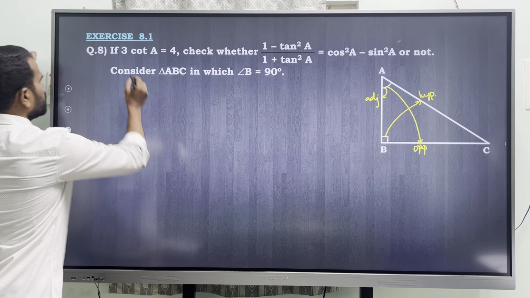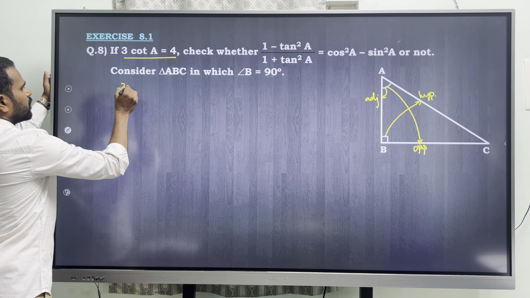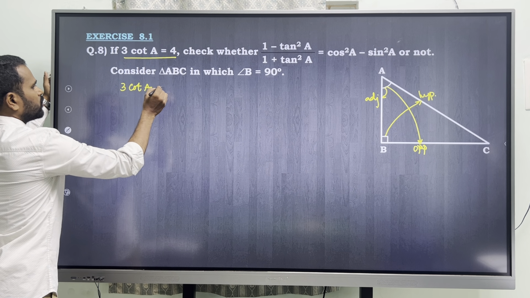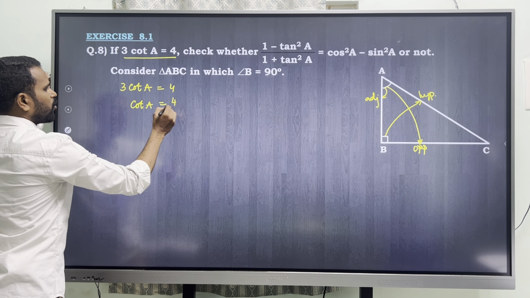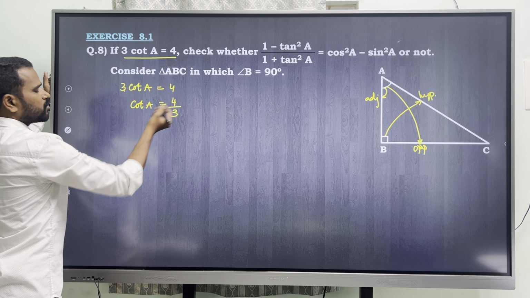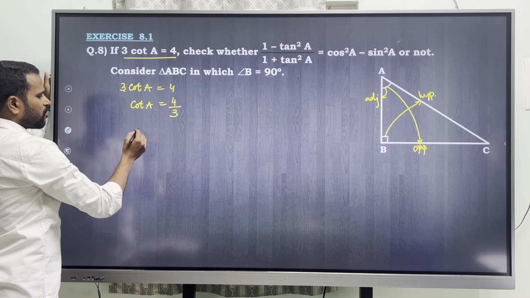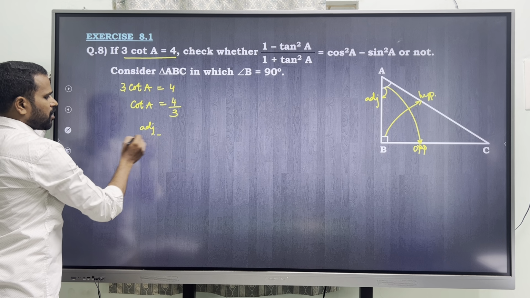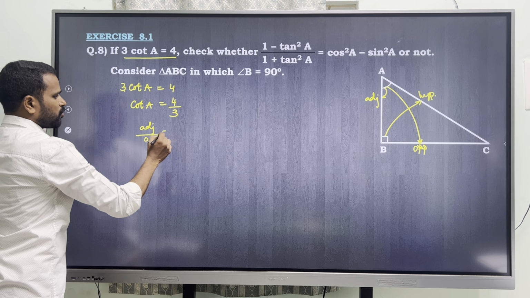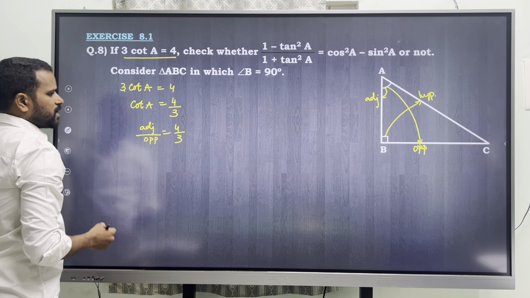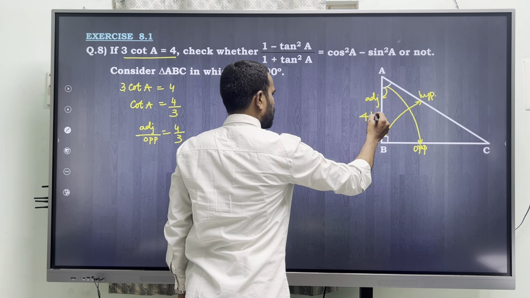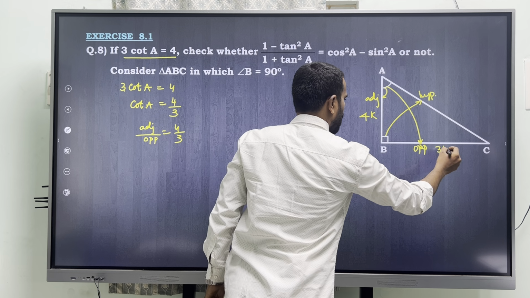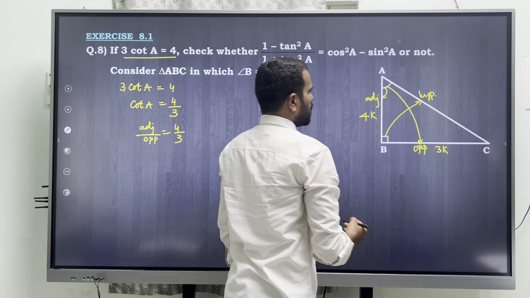Okay, now let us take this 3 cot A equal to 4. So cot A equals 4 by 3. I am sending 3 to the other side. So the definition of cot is adjacent upon opposite. So 4 upon 3. Adjacent, where is the adjacent? This is 4k, this is 3k. I have to find the hypotenuse.